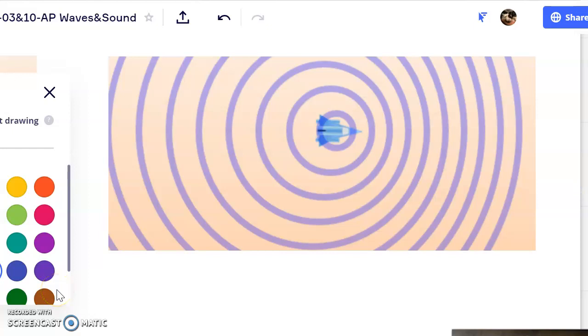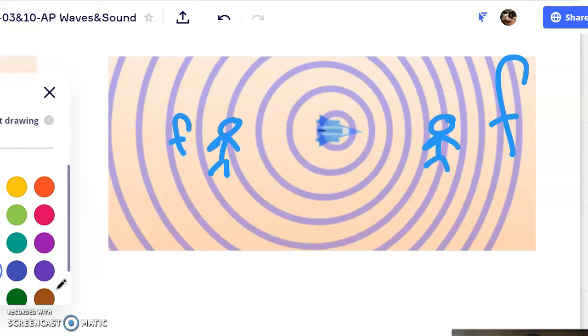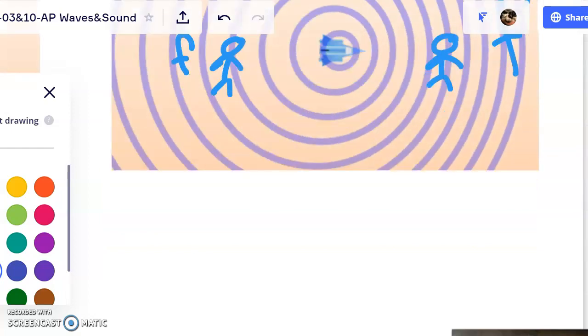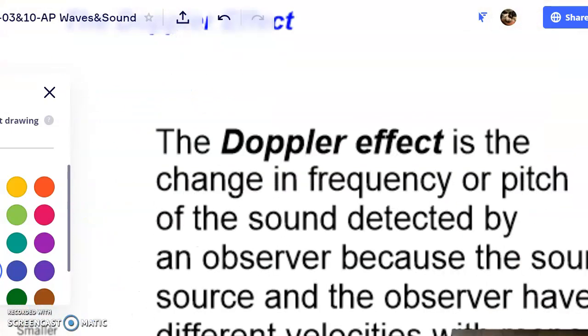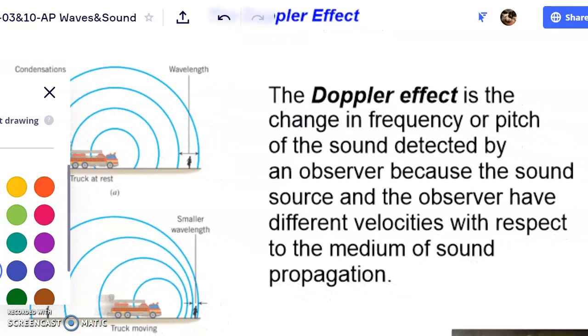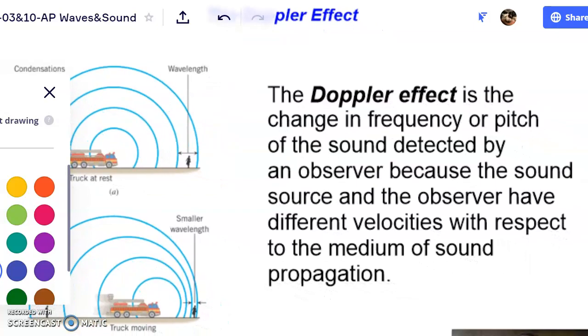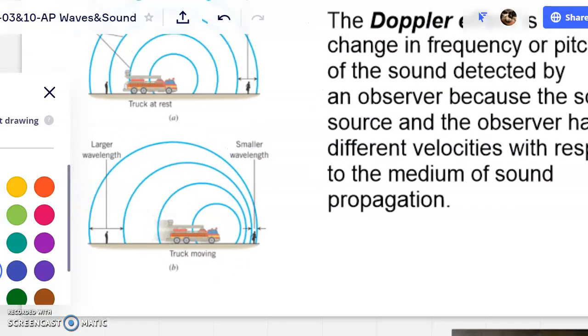So now you can see that if I put an observer in the front of this and an observer in the back of this, this person in the front is going to perceive a frequency that's a lot higher than was produced, and the person in the back is going to hear a frequency that's a lot lower than what was produced. Again, this idea is the Doppler effect. That is, perceiving a frequency differently than was produced because of the motion of the source or the motion of the observer. So we're going to have 4 cases here.